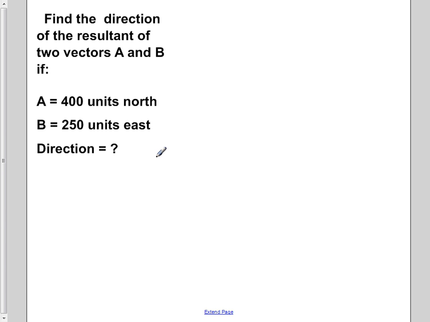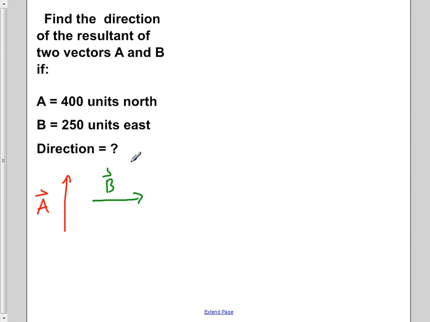Find the direction of the resultant of two vectors A and B if A equals 400 units to the north, B equals 250 units to the east. So first we're going to draw each of our vectors. So in red here we have vector A, which is 400 units to the north. Then we're going to draw vector B, which is 250 units to the east.